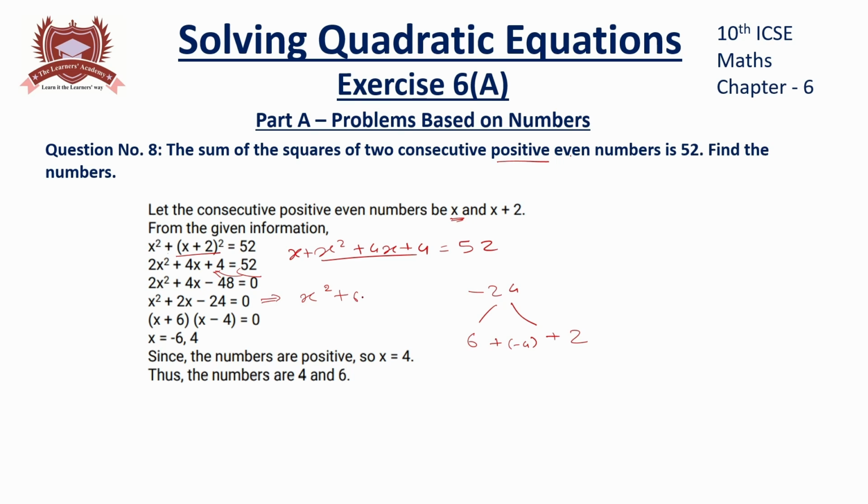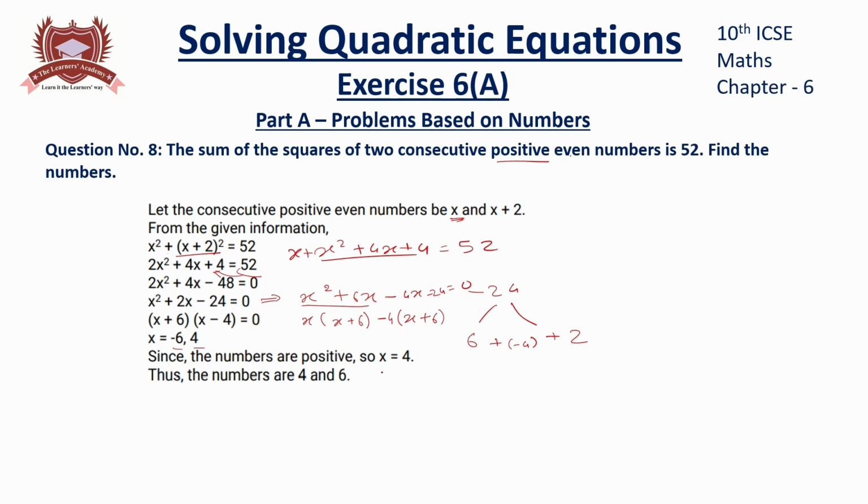x square plus 6x minus 4x minus 24 is equal to 0. तो इन दोनों में कॉमन है x, तो आ जाएगा x times x plus 6, और इन दोनों में कॉमन है -4, तो आ जाएगा x plus 6. x plus 6 दोनों में कॉमन है, so we will end up with x plus 6 times x minus 4 is equal to 0. So x would be either -6 or +4.